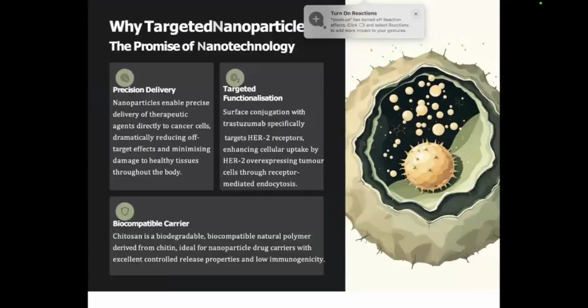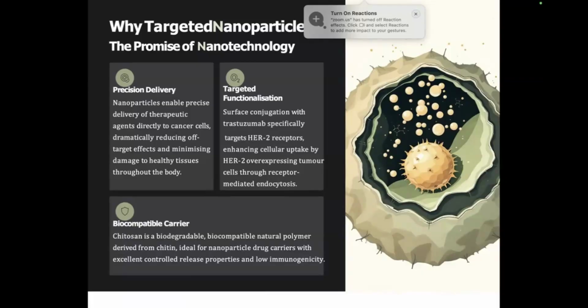Today I am here to present my work on Trastuzumab functionalized chitosan nanoparticle loaded with 5-fluorouracil and carboplatin for targeted HER2 positive breast cancer. There are different types of breast cancers like triple negative type, HER2 type. HER is the human epidermal growth factor receptor, which is especially overexpressed on the breast cancer cell. So why the targeted nanoparticles? There is a reason for the targeted nanoparticle. Nanoparticles precisely deliver the therapeutic agent directly to the cancer cells, dramatically reducing off-target effect and minimizing the damage to the healthy tissues throughout the body. And targeted functionalization using monoclonal antibody, which directly targets the HER2 receptor through receptor-mediated endocytosis, delivers the drug content.